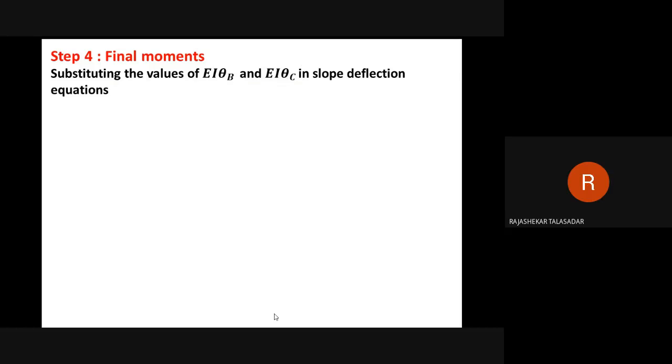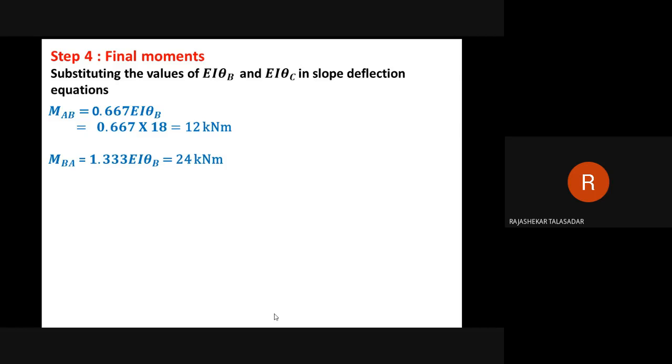Yes, sir. Now we will go to the last step, final moments. Now you need to substitute the values of EI theta B and EI theta C in the equations. For example, first equation, MAB you simplified as 0.667 EI theta B. What is EI theta B? 18. If you simplify that, you are going to get plus 12 kilonewton meter. Next, MBA. The equation is 1.333 EI theta B. If you simplify that by putting the value of EI theta B, you will get 24 kilonewton meter.